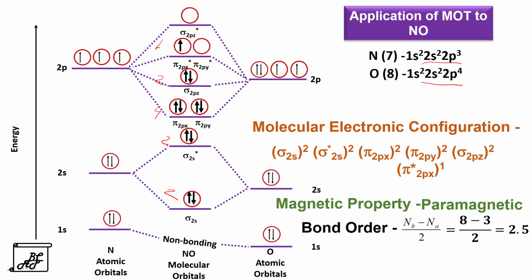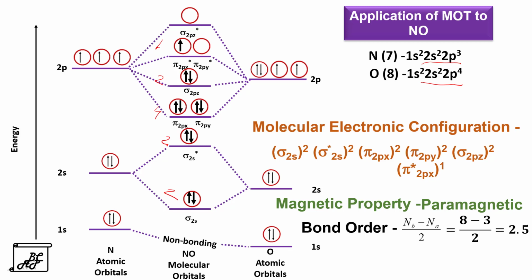Therefore, it can readily form the NO plus molecule, that is, it can get easily ionized, because in that case the bond order will increase to 3 and the nitric oxide molecule will become stable. So that is how we have learned the application of molecular orbital theory to nitric oxide, a heteronuclear diatomic molecule. Here we have just considered that the energy of the more electronegative element is lower than that of the less electronegative element, and we have constructed the molecular orbital diagram.